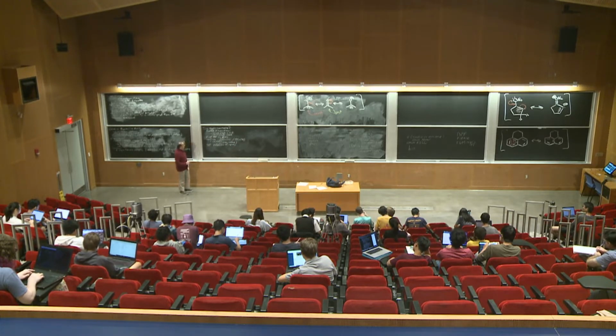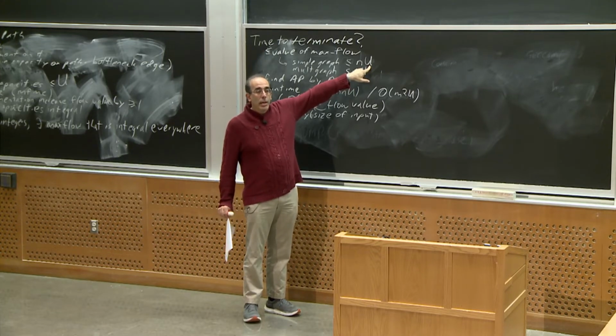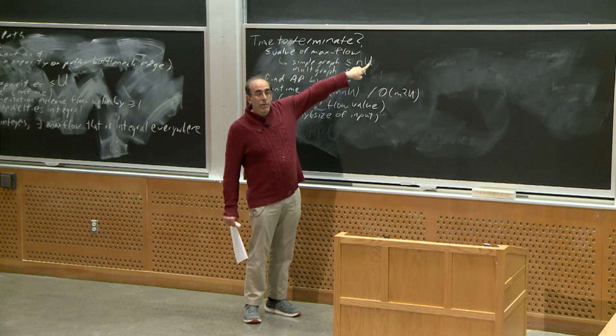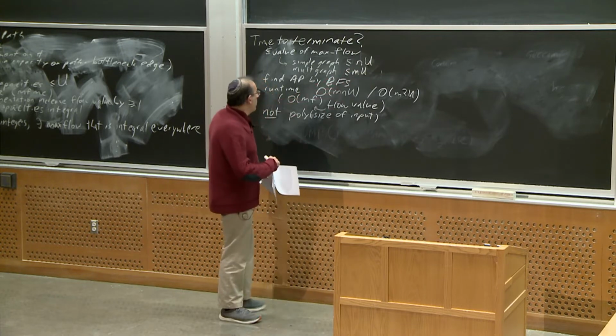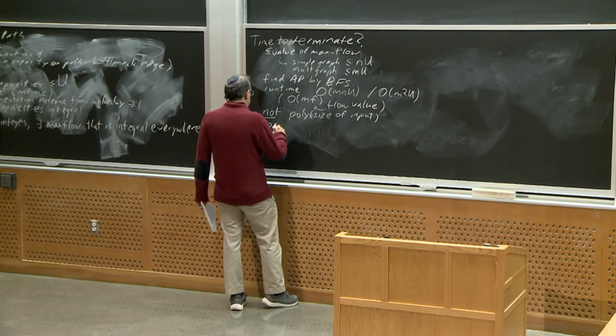Because the numbers are represented in binary. And so, in k bits, you can represent a number of size 2 to the k, and you end up with a graph that causes this algorithm to run in 2 to the k time, even though the length of the input is only k. Okay? But this is what is known as a pseudo-polynomial algorithm.